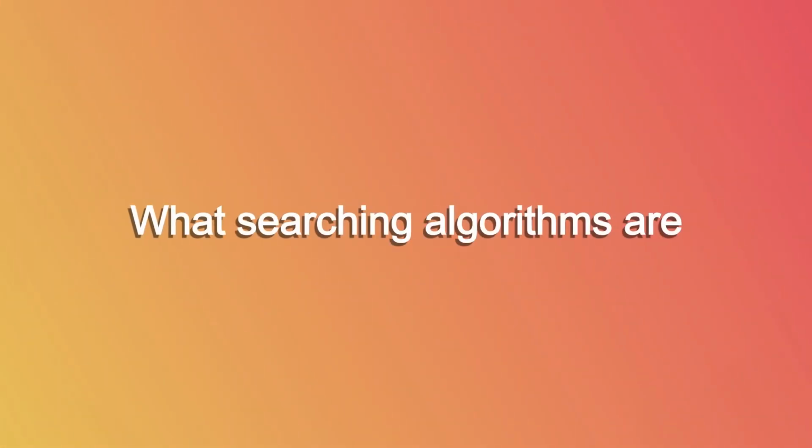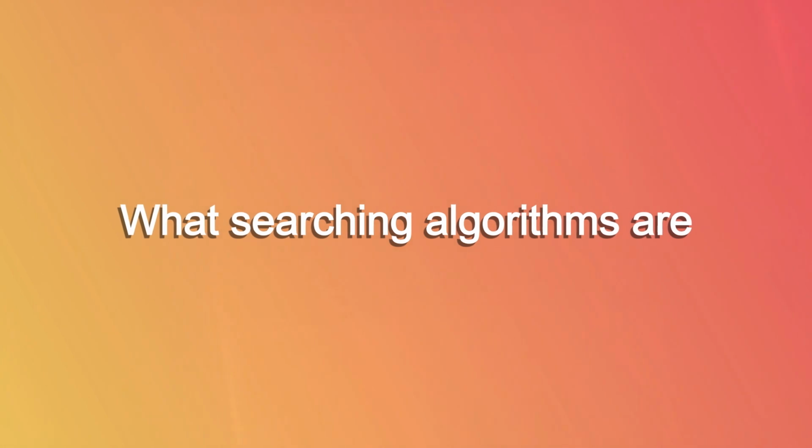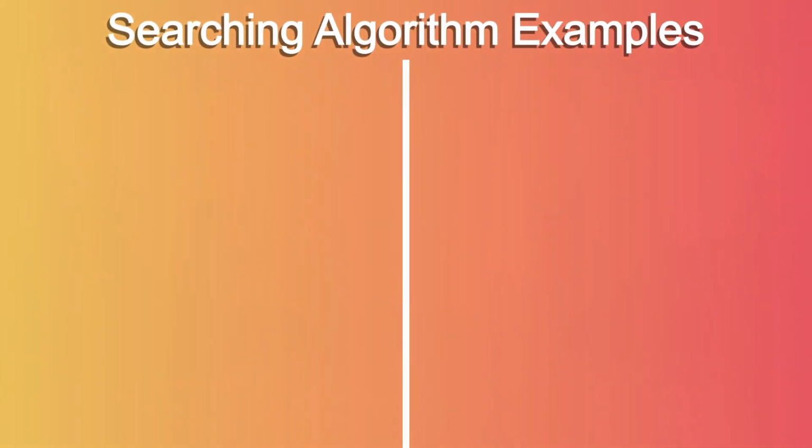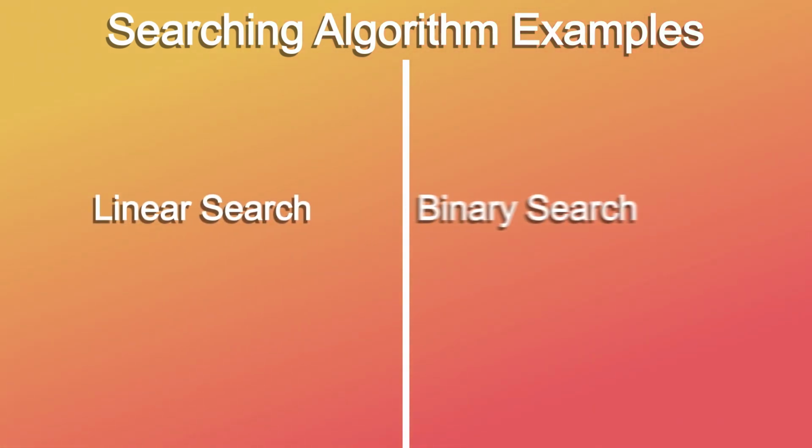So now that we know what searching algorithms are, let's take a closer look at a couple examples. In this video, we're going to cover two different searching algorithms, linear and binary search. Let's take a look at just linear search for now.